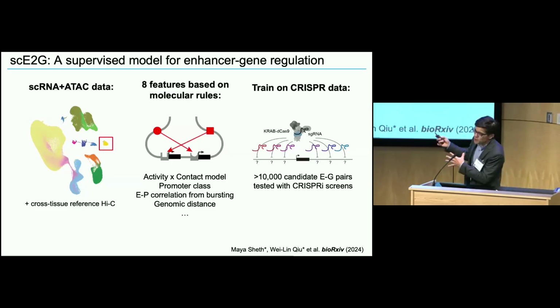We also add in a few features like distance, the class of the promoter, which we've shown tunes responsiveness, and other features that are based on molecular mechanistic studies of how enhancers work that we thought would be important. And then we train a very simple logistic regression classifier directly on the CRISPR data in cross-validation. So this is an 8-feature model. It's not a billion-parameter foundation model, and fortunately, there's no chance of it gaining sentience soon.